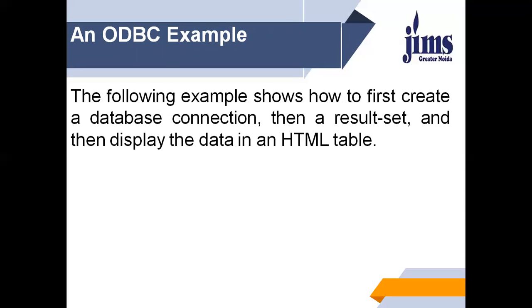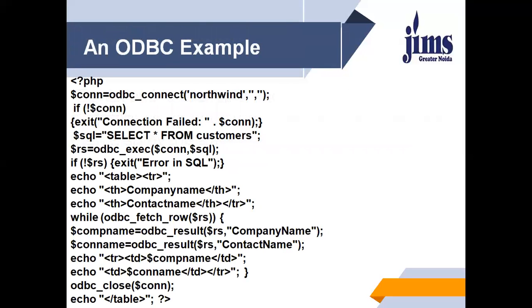This example will show you how to create a database connection, then a result set, and then display the data in an HTML table. So here what we did: odbc_connect, we pass the name of the database and store it in this $conn variable. Then it will return true or false. If not $conn, then we put exit connection failed. If in case the connection is not established, the error will come, connection failed, and it will exit.